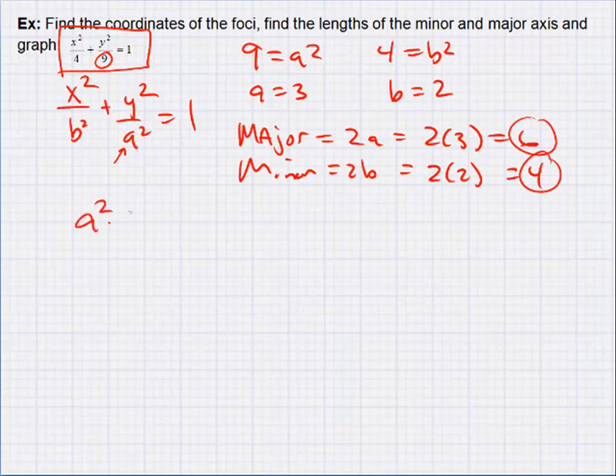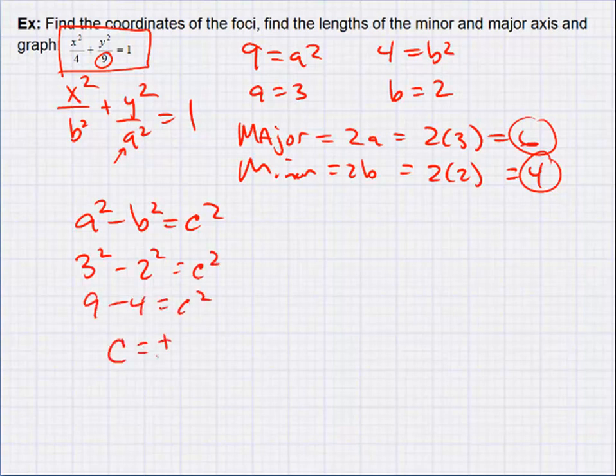Well, we know that a squared minus b squared equals c squared. So that tells me that 3 squared minus 2 squared equals c squared. So 9 minus 4 equals c squared, so c equals plus or minus square root of 5. So that's my c value. Now look at the question.